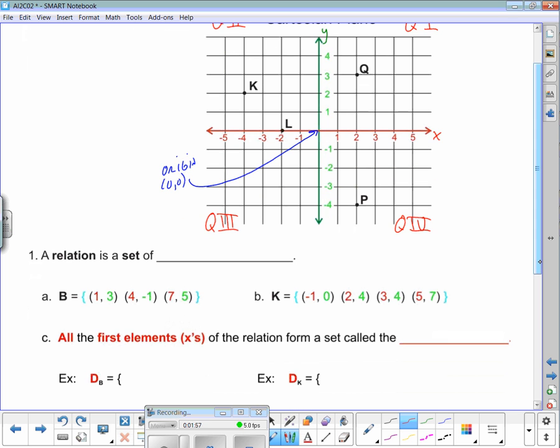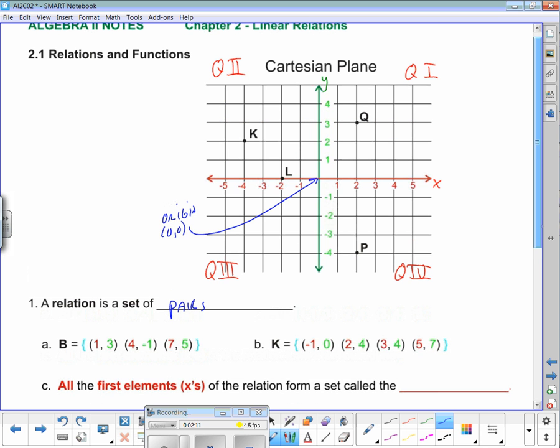All right, a relation. A relation is simply a set of pairs. A set of pairs. So a relation is a set of pairs. So if you go back up to the Cartesian plane, you can see that all of our points, the location can be found by the set of coordinates.